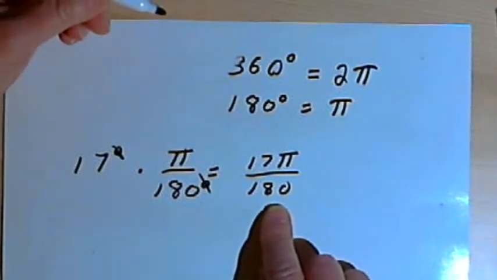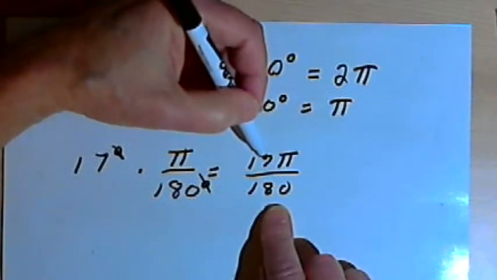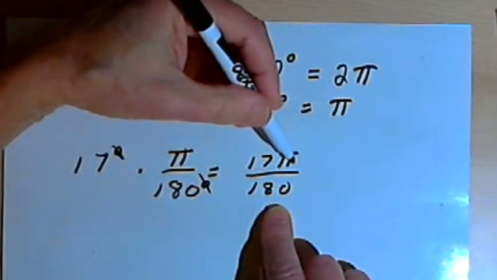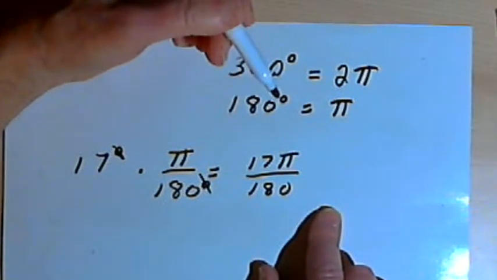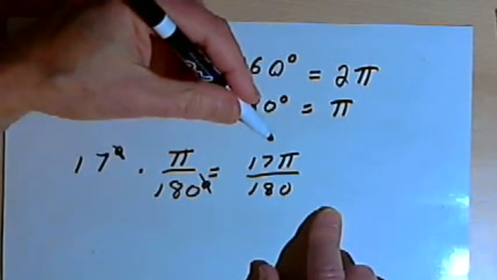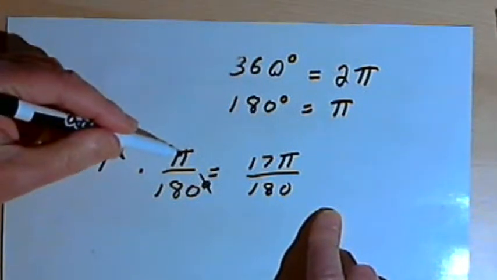This is a radian measure. What I probably want to do with this is put that number into the calculator and get it as a decimal, which would also be radians, of course. Okay, so that's how you convert from degrees to radians, by multiplying by the fraction pi over 180 degrees.